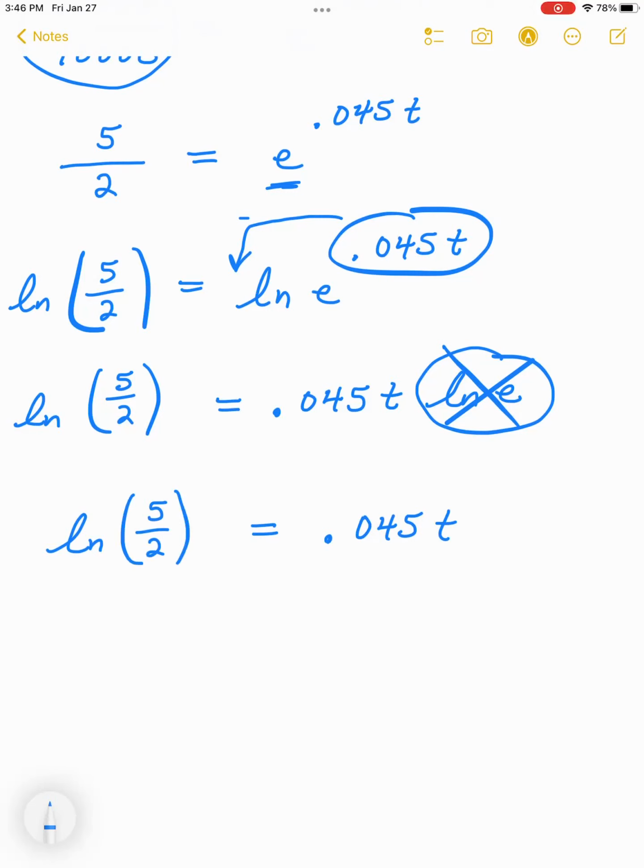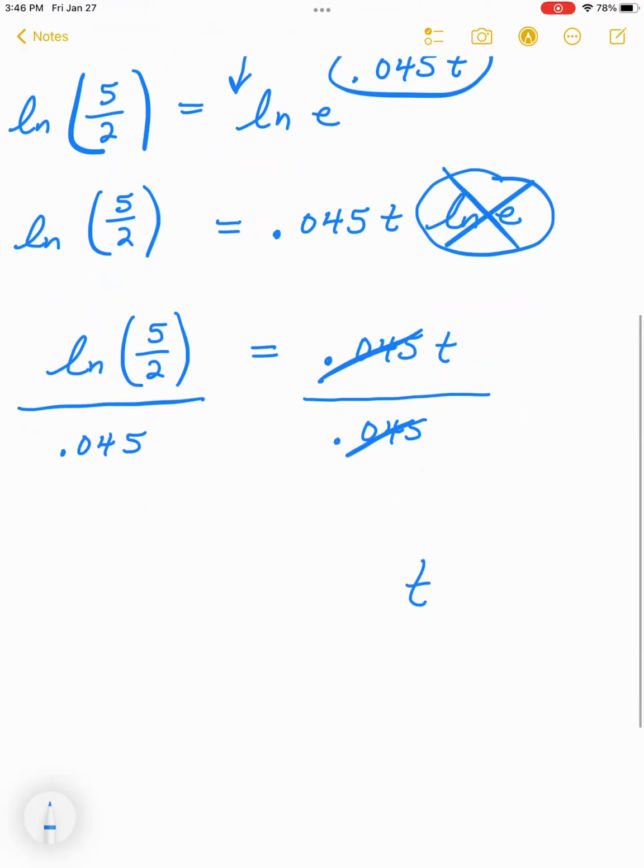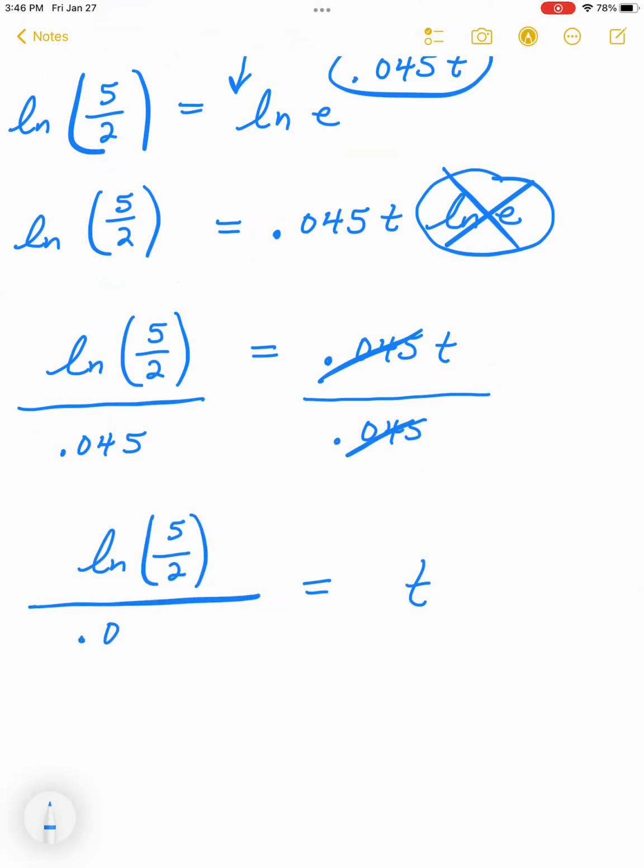The last thing I do to get t by itself, of course, is I need to now divide by 0.045 on both sides. Of course, those cancel out, and I've got my t by itself, and that's what I'm trying to solve for. Now, the only thing I need to do at this point is figure out what this is on the left side of the equation. Like, what is natural log of 5/2 divided by 0.045? There's really no way to know until I use my calculator.